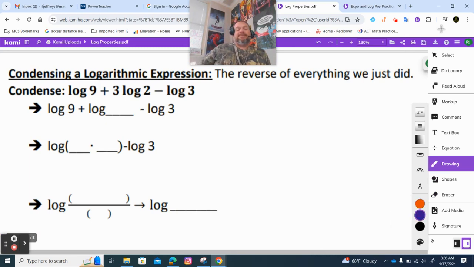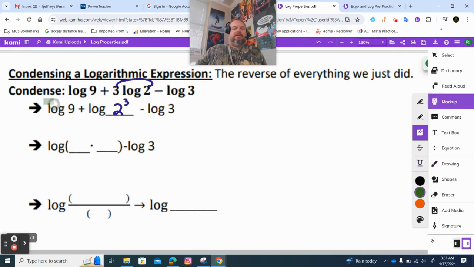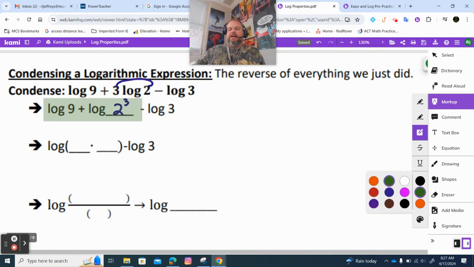Anywho, all right. So now we're going to condense this and we're going to clean it up as we go. So let's put this power right here. So now this becomes 2 to the third. So it's basically the reverse of everything we just did. Now this is being multiplied or added. So we can multiply it. It's the same thing. So we can write this.